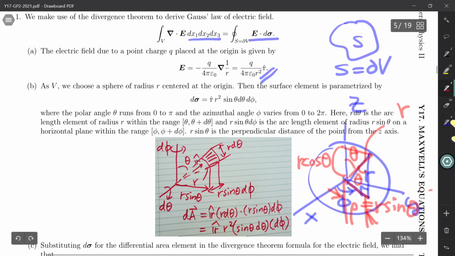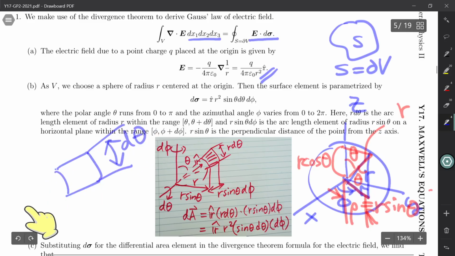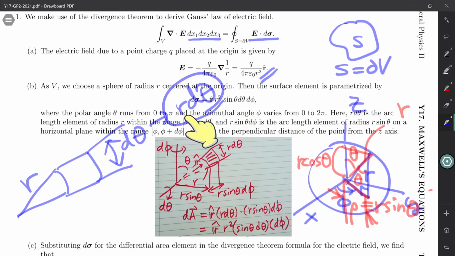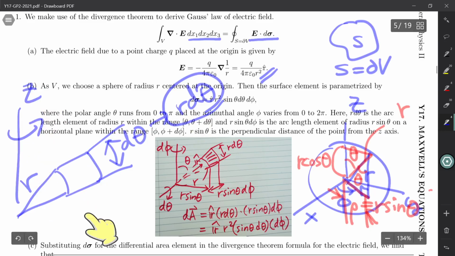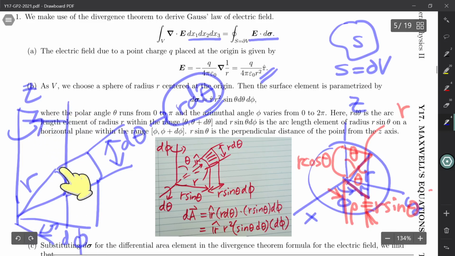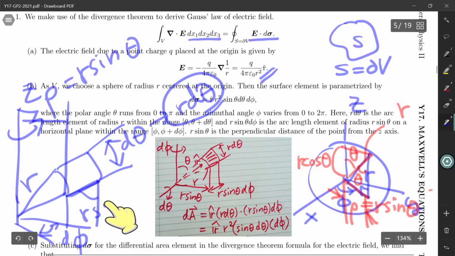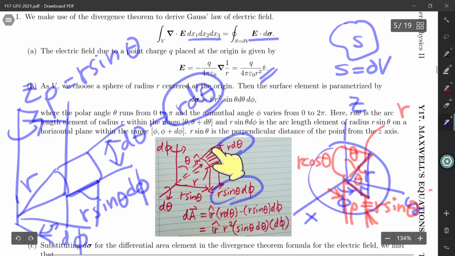We can construct a surface element with polar angle theta. Because there is a radius, the angle d theta corresponds to the arc length r d theta. And this is the z direction. For the rotation about the z direction by angle d phi, because the perpendicular radius is rho, that is r sine theta, this arc length is r sine theta d phi. So r d theta times r sine theta d phi is the area of this patch.